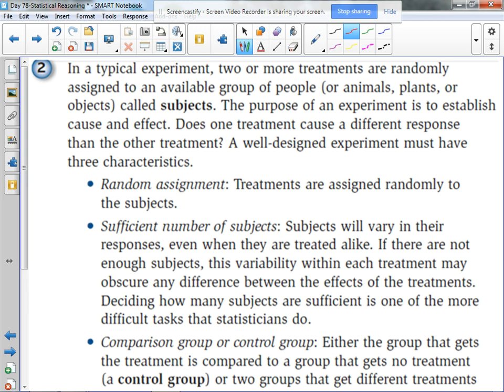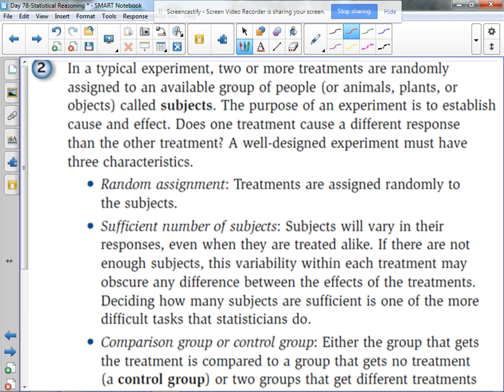Okay, so in a typical experiment, 2 or more treatments are randomly assigned to an available group of people called subjects. We already talked about that. The purpose of an experiment is to establish cause and effect. We want to see, does the treatment cause this result or this response?